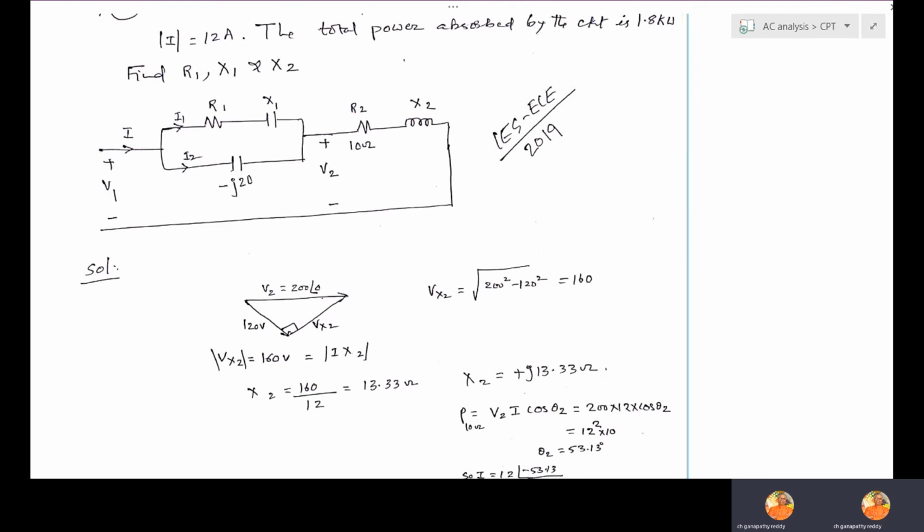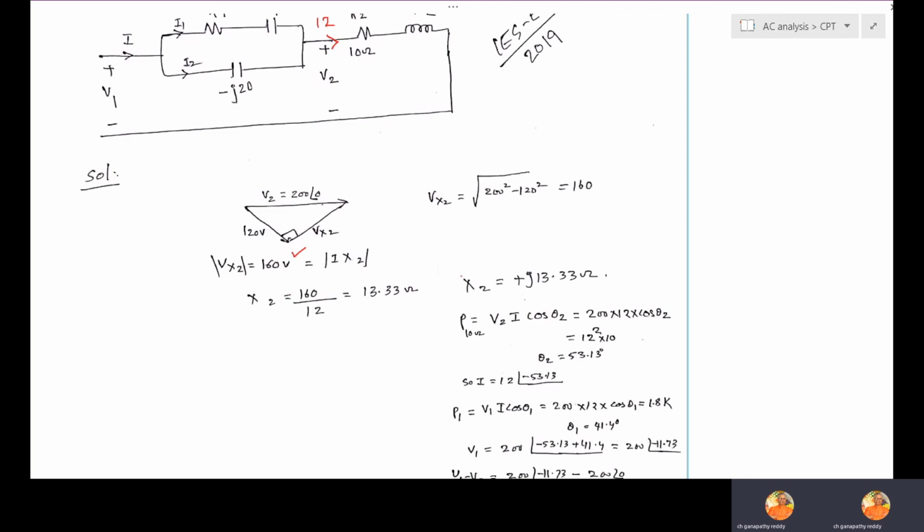If you see this V2 triangle, V2 is 200 at angle 0. The magnitude of 12 amps is the current here also. The voltage across the resistor is 12 into 10, which is 120, so VR is 120. Vx2 we don't know, and this is 200. Solving for Vx2, you get 160.